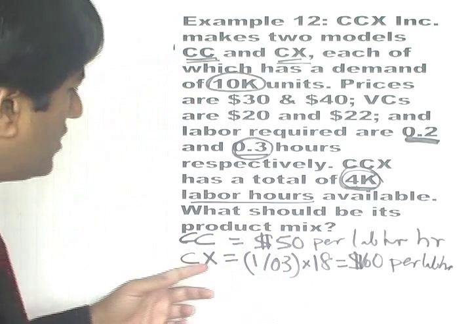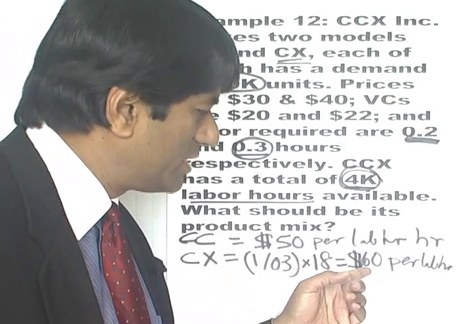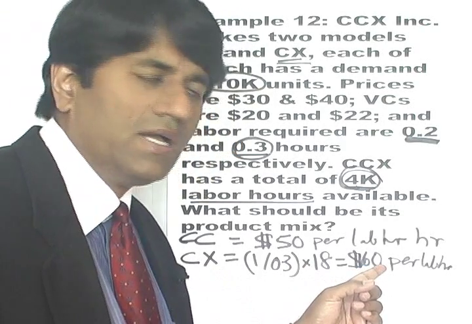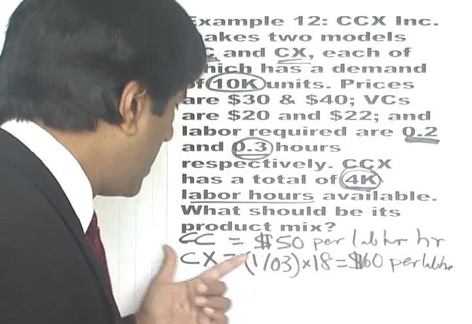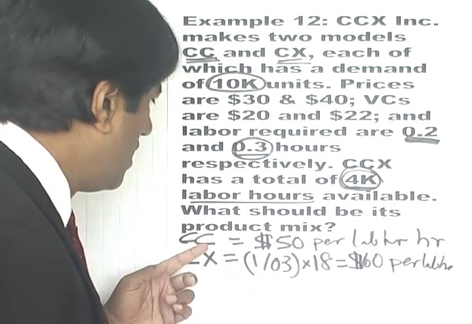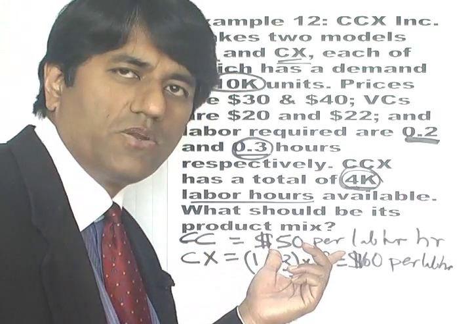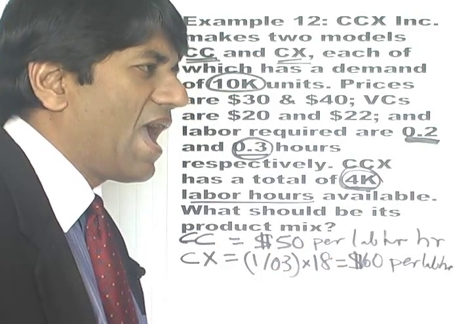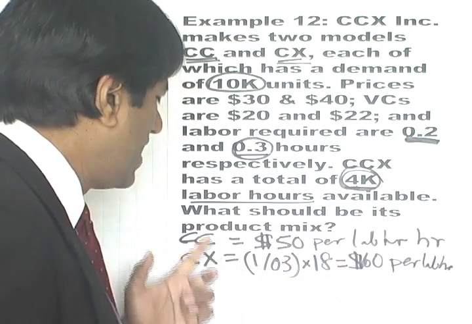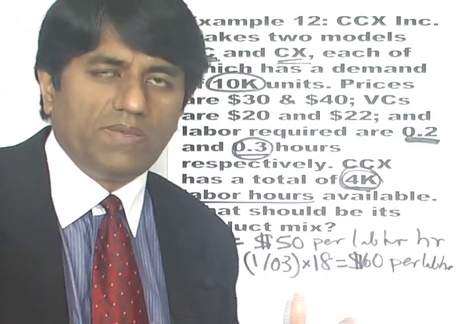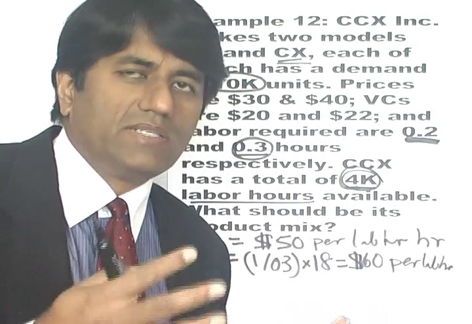So each labor hour spent producing CX has a $60 contribution margin, whereas each labor hour spent producing CC has a $50 contribution margin. And therefore, we should rather be spending the labor producing CX rather than CC. So should we use the entire labor to produce CX? And the answer is no.